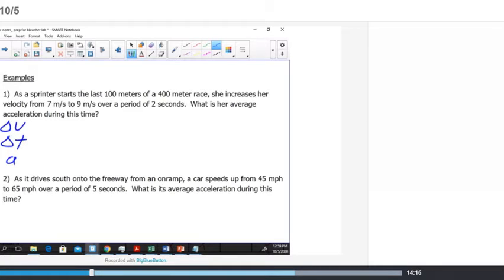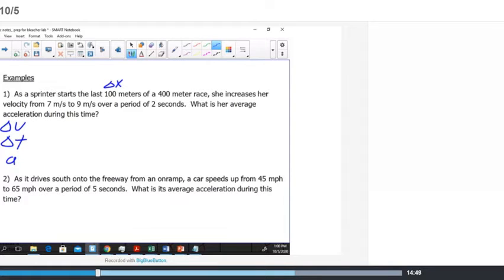The sprinter starts the last 100 meters of a 400-meter race. She increases her velocity from 7 meters per second to 9 meters per second over a period of 2 seconds. So what are we seeing in here? Well, there are some things in here that are extraneous. They don't tell us anything. We could do a couple things. This last 100 meters, we could call that a delta x if we wanted. Really what that is, is measuring the distance between two points.